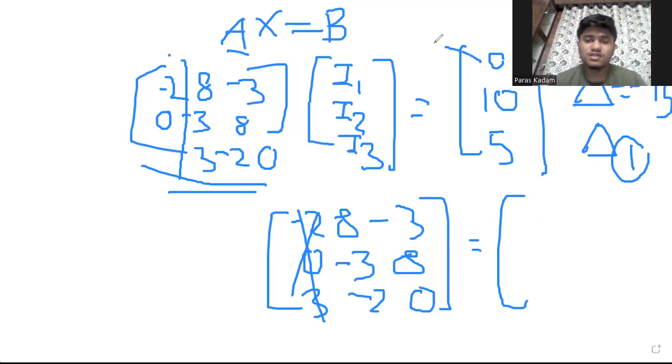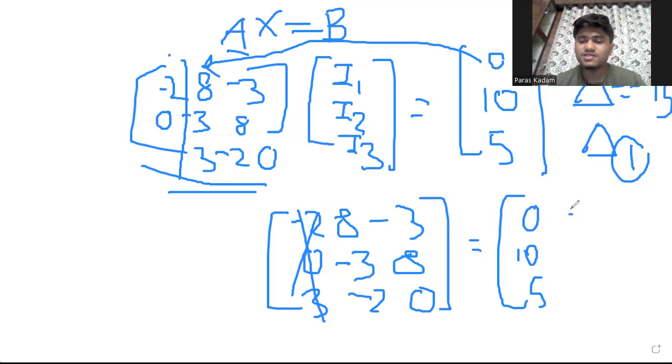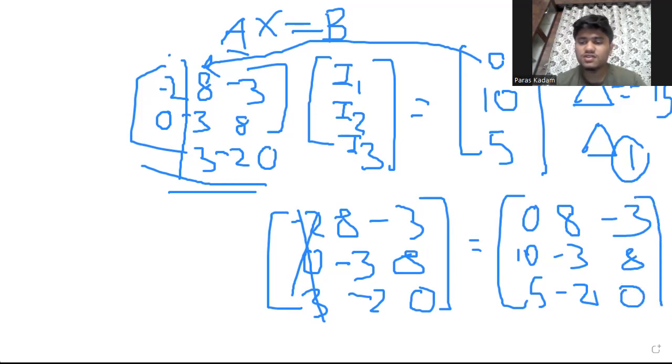That is, we will replace the first column of this matrix with 0, 10, and 5. And the rest two columns we will keep as it is. That is 8, minus 3, and minus 2. Minus 3, 8, and 0. Now we will solve this matrix and we will find the value of delta 1.